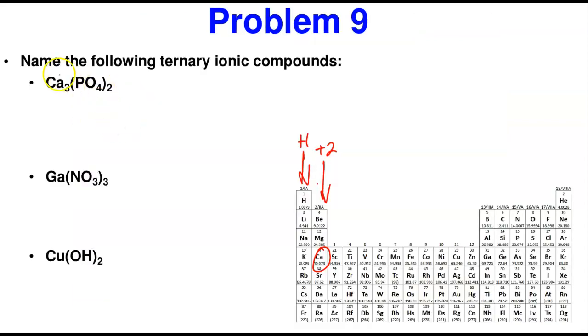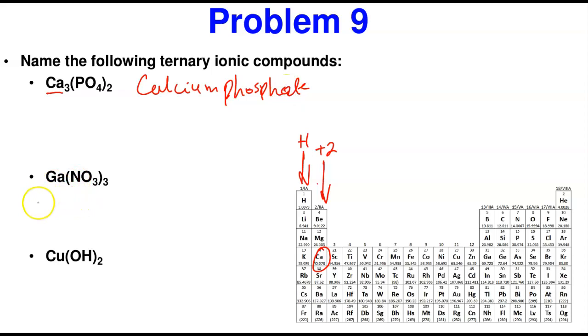So we're going to say, or always give the name of this first. So it's going to be calcium. What is the name of the polyatomic ion? Phosphate. So naming these is much easier because you just say the name of the polyatomic ion. Let's look at this one.